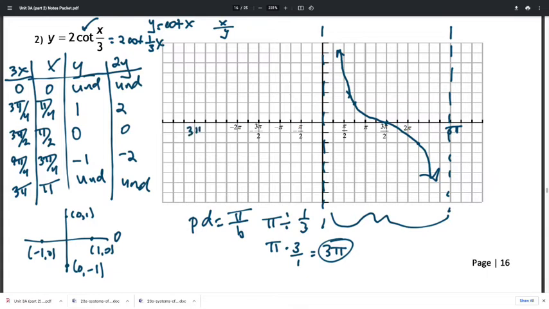So 1, 2, 3, 4. Right here is -3 pi. We should see another asymptote because we have them every 3 pi units now. Halfway, you'll have a 0 right here. You'll be at 2 right here, and then you'll be at -2 right here. All right, that's 2 periods graphed.